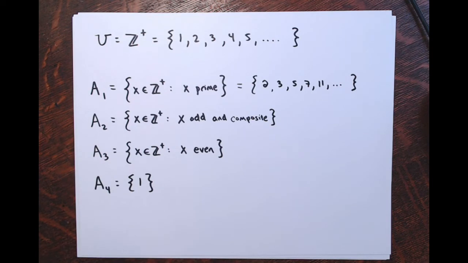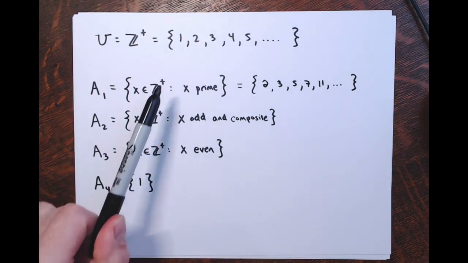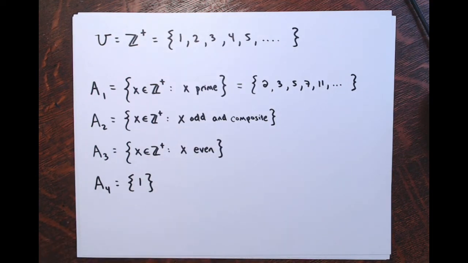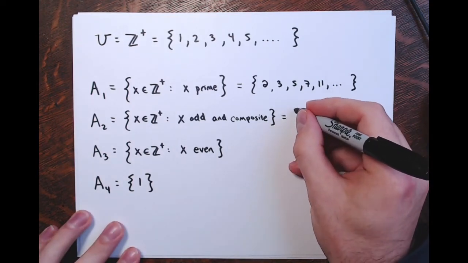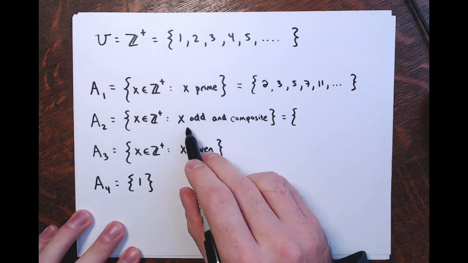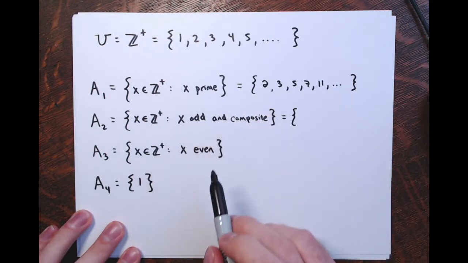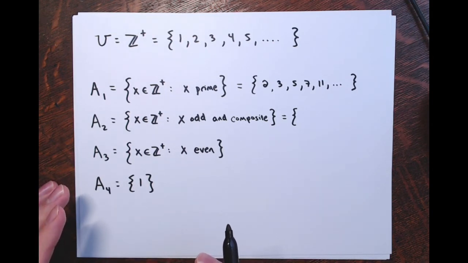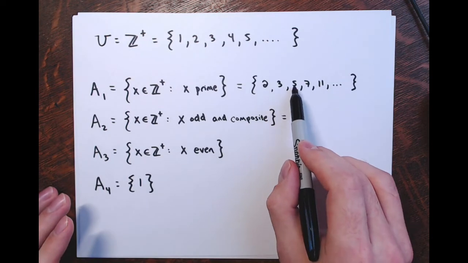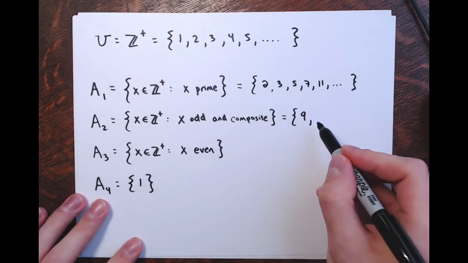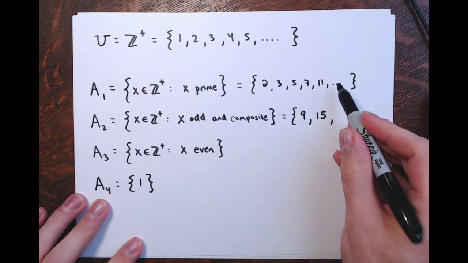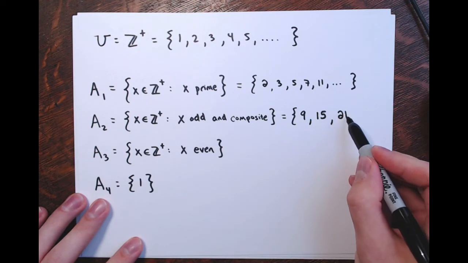A2 is made up of positive integers, another subset of this, that are odd and composite. Composite means it has a divisor between 1 and itself. So this would be the odd and composite. Remember, 1 is neither prime nor composite, so 1 is not in here. 3 is in the prime one, 5, 7, 9. 9 is composite and odd. 11, 13 is prime. 15 is odd and composite. 17 is prime. 19 is prime. 21 would be in here, and so on.